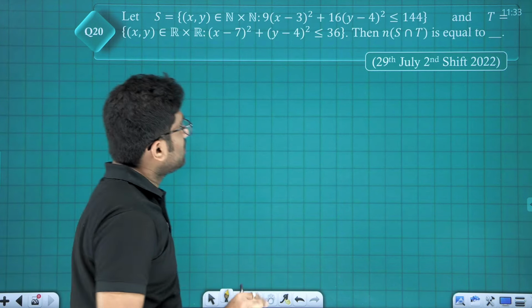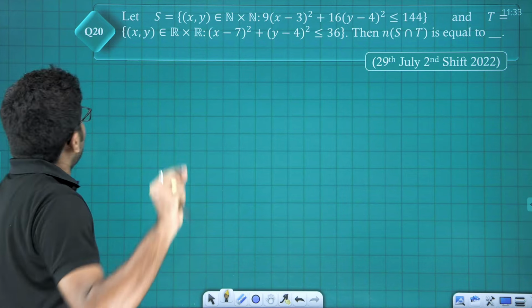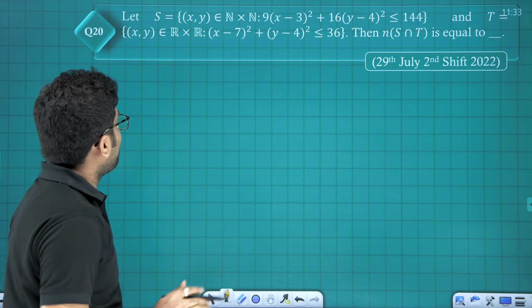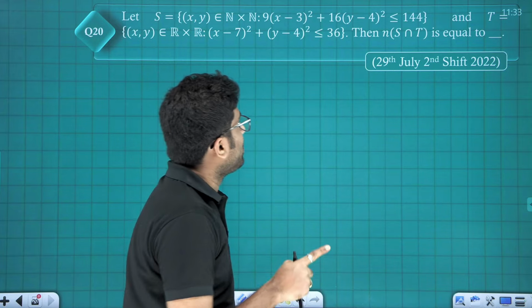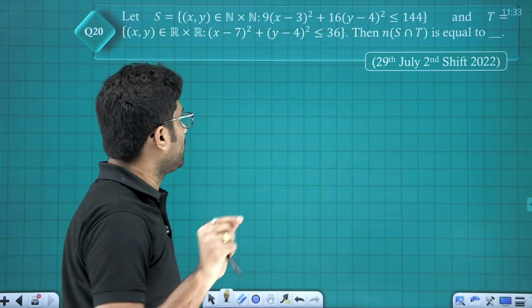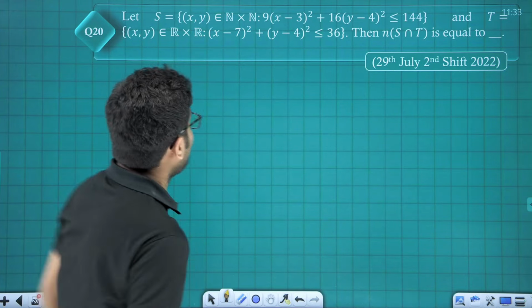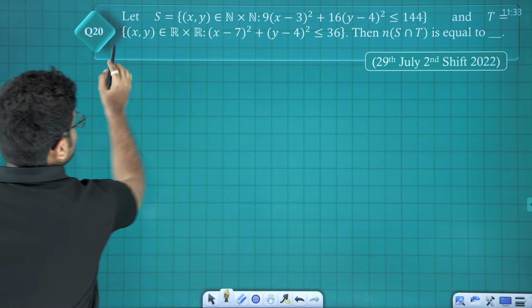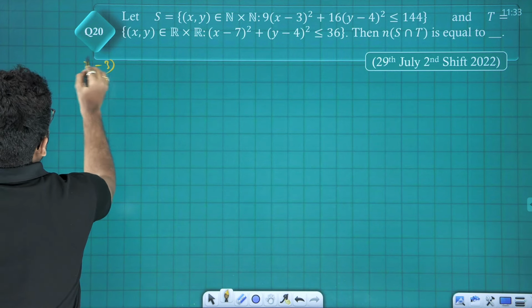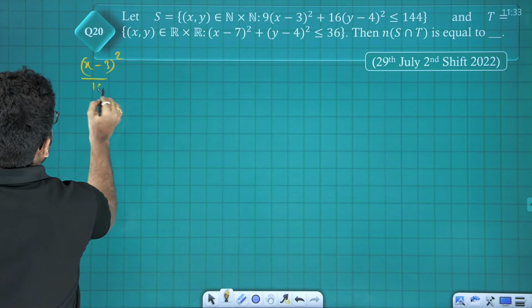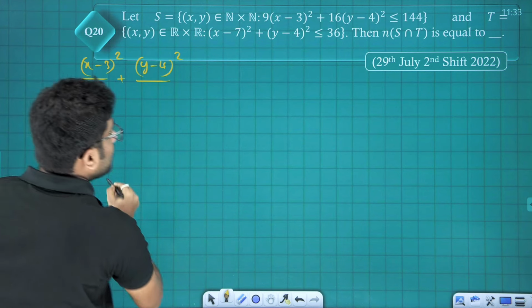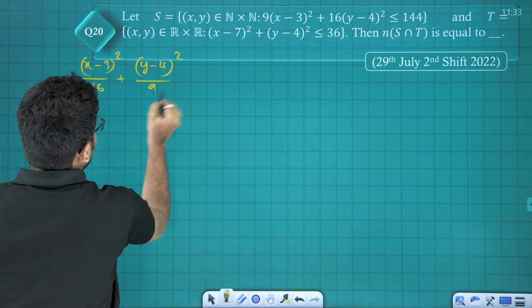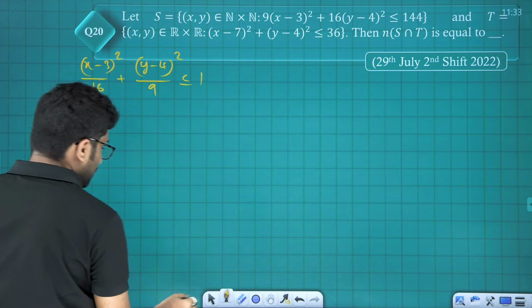Next question, the last question, friends. Let S be the set of x, y belonging to N cross N such that 9 times (x minus 3) whole square plus 16 times (y minus 4) whole square is less than or equal to 144. Clearly this is an ellipse, friends. So the ellipse is (x minus 3) whole square divided by 16 plus (y minus 4) whole square divided by 9 is less than or equal to 1.